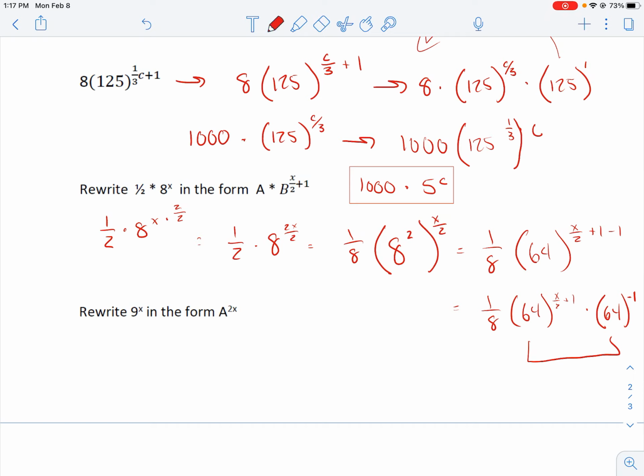Finally, I'm going to move this to the front. Oops, why do I have an 8 there? It's supposed to be a 2. There we go. And so 64 times 2, so our answer is going to be 1 over 128 times 64 raised to the x over 2 plus 1 power.